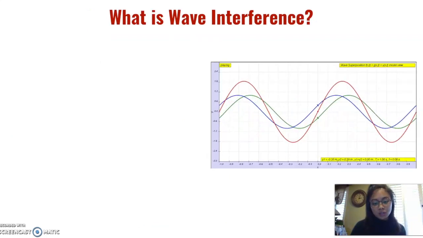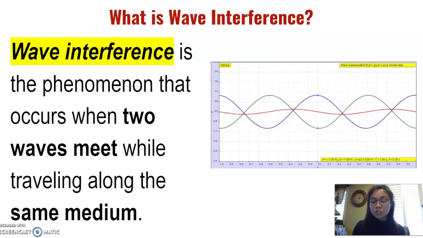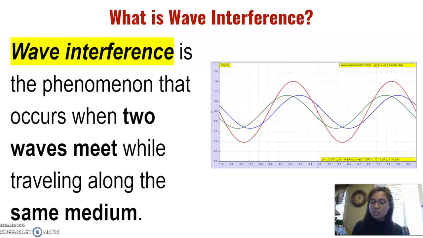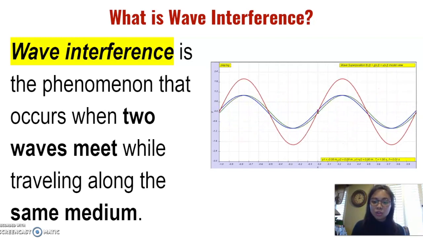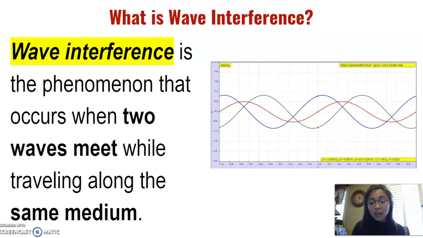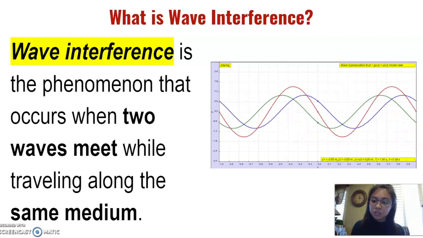So what is wave interference? Wave interference is the phenomenon that occurs when two waves meet while traveling along the same medium. If you take a look at this GIF, you can see that there are two waves passing by each other, the green wave moving to the right and the blue wave moving to the left. The red wave is a resultant wave, or the wave sum, which is the result of wave interference.